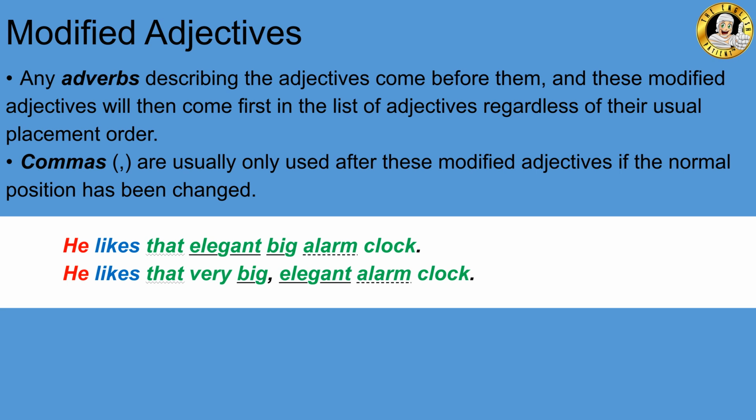In that case, I will usually move that to the front here. So it becomes: he likes that, and that is a determiner, as we'll see soon, that very big, and then usually we'll place a comma here, elegant alarm clock. The comma is placed because we've changed the normal order, because we wish to bring stress to the big part.